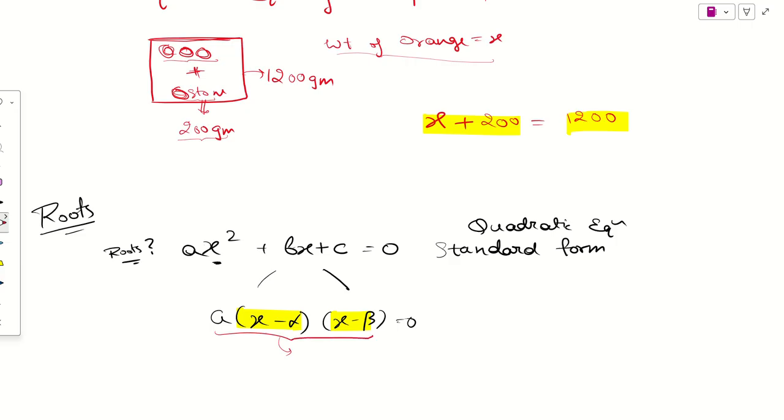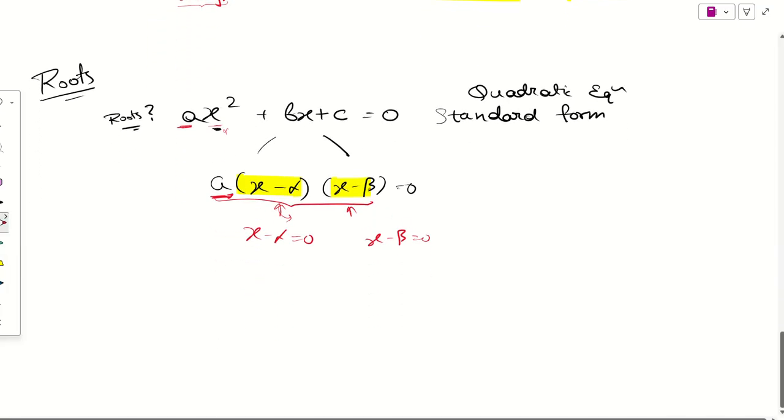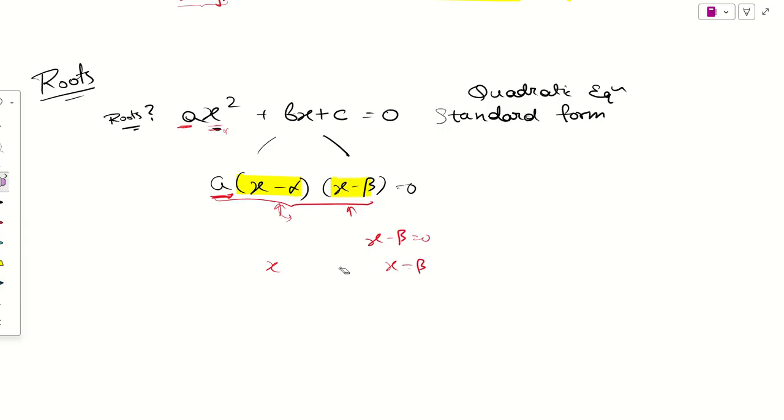We know that this whole equation is equal to 0. So either this will be equal to 0 or this will be equal to 0. And we know that our a cannot be 0, right? Because a is your x square coefficient. If a is 0, your x square term will disappear, and it's no longer a quadratic equation. So from here you can see what we are doing. We are trying to find the value of x, and if I break it into two linear factors, we get the values of x: alpha and beta.